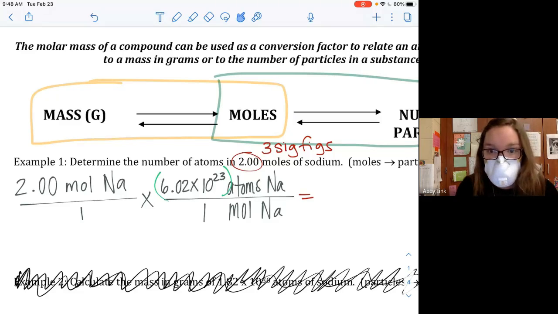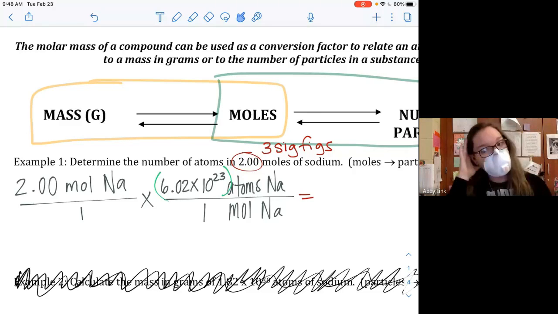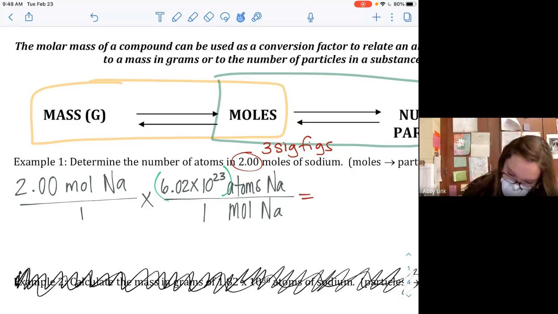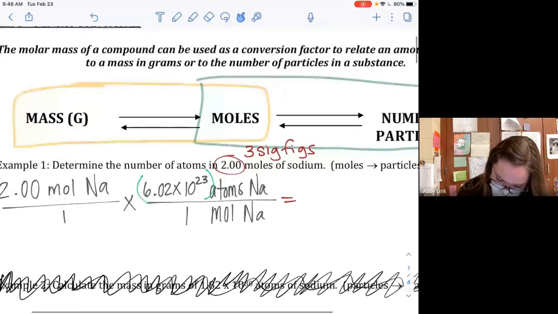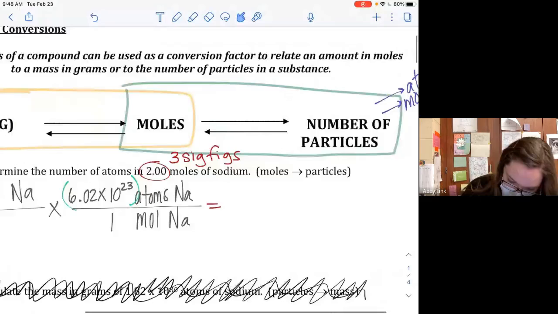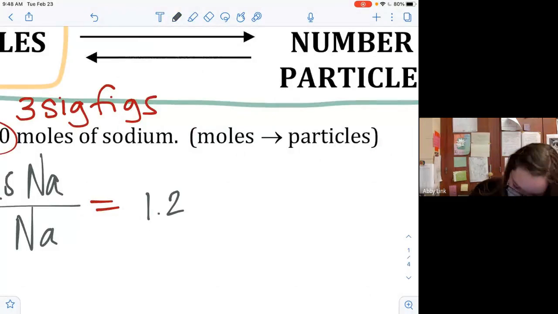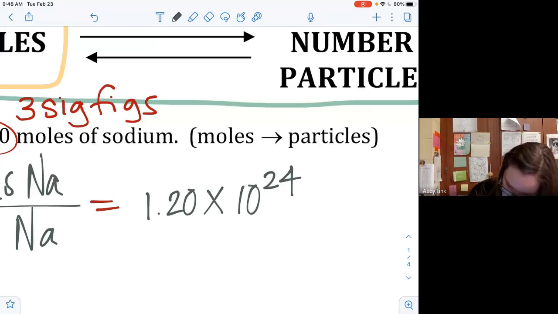All right, let's see. We've got 2 answers in the chat: 1.20 times 10 to the 24th atoms of Na. Both of my friends there are correct. That is the correct answer, and it has the correct number of sig figs. So let's go ahead and record that down. And it has the correct unit. Beautiful, guys.